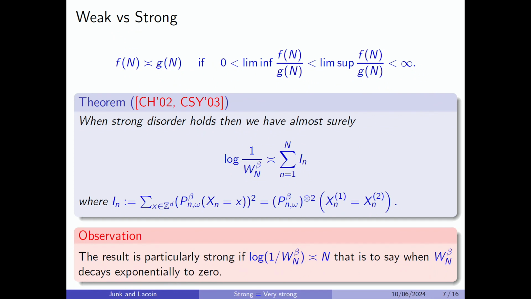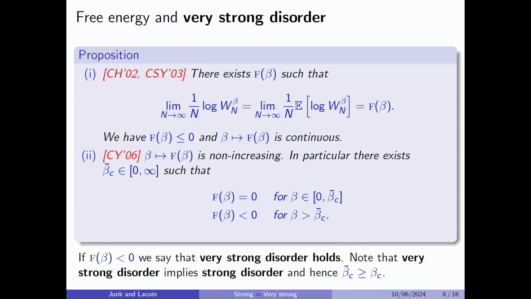Okay, so this kind of motivates the next definition. We are going to study more specifically not the case where Wn goes to 0, but the case where Wn goes to 0 exponentially fast. Okay, and it turns out that this is a standard thing to look at. People have looked at the free energy of the model, which is the rate of decay of Wn. So the limit of 1 over n log Wn.